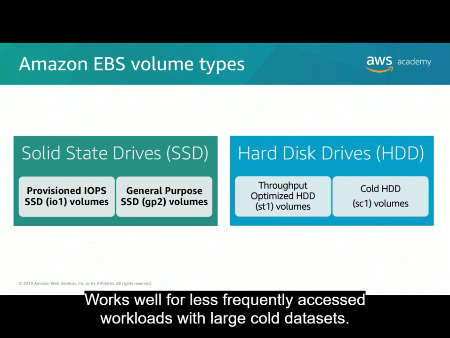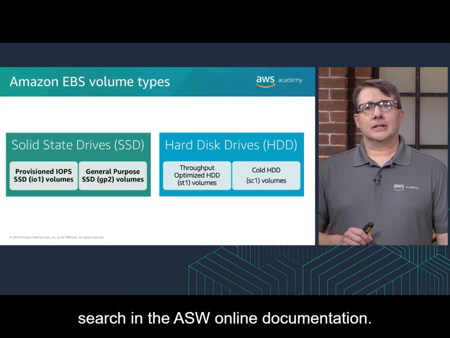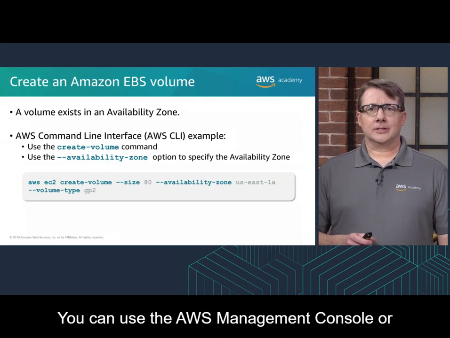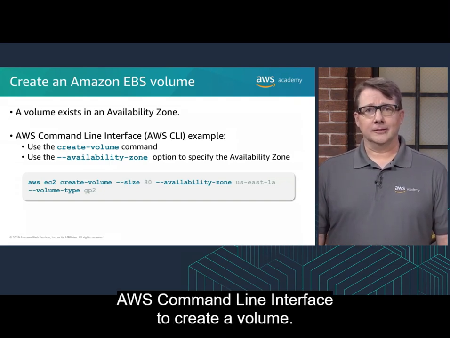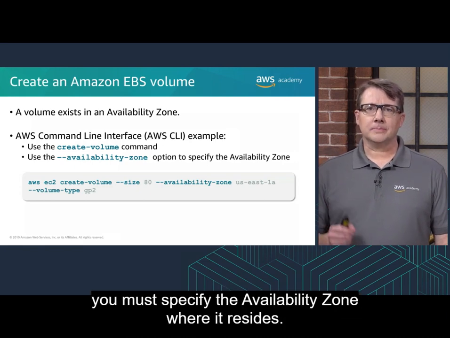It works well for less frequently accessed workloads with large, cold data sets. For more information about EBS volume types, search in the AWS online documentation. You can use the AWS Management Console or AWS Command Line Interface to create a volume. When you create an EBS volume, you must specify the availability zone where it resides.